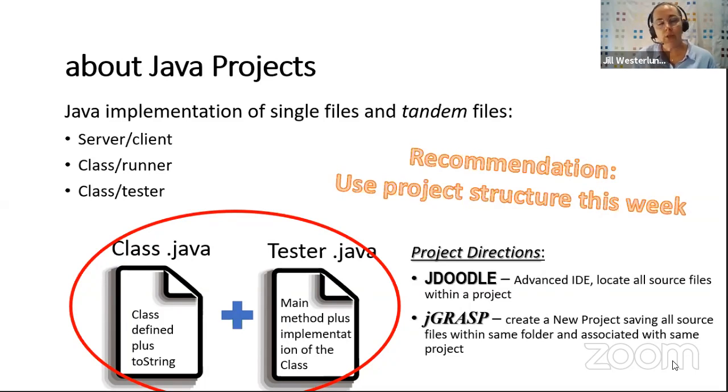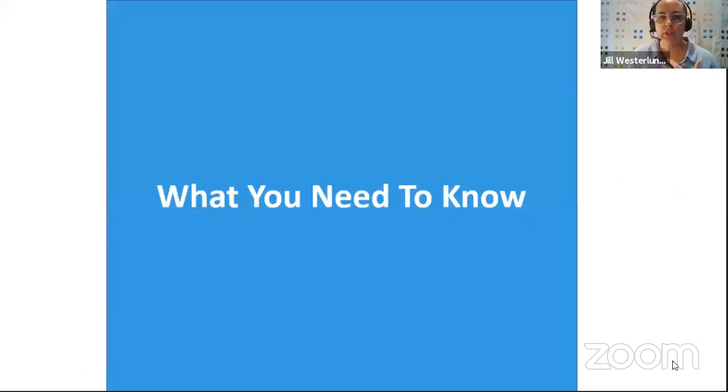If you work in JDoodle, you're going to have to go to the Advanced IDE button at the top and choose that, and then make all of your files connected in a project. And I made one of those for you today, so you'll see how that behaves. And if you use JGrasp, you can create a new project and put all the files that are related there. So, it can work either way, but you're going to have multiple files potentially with the things that we would love for y'all to do this week. So it'll be easier if you structure it that way.